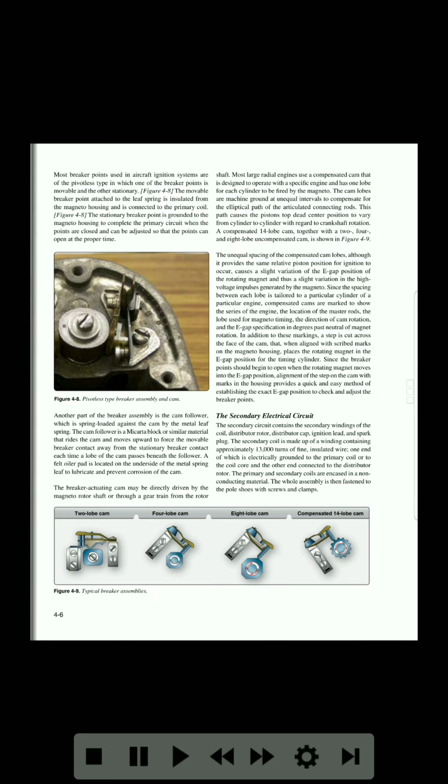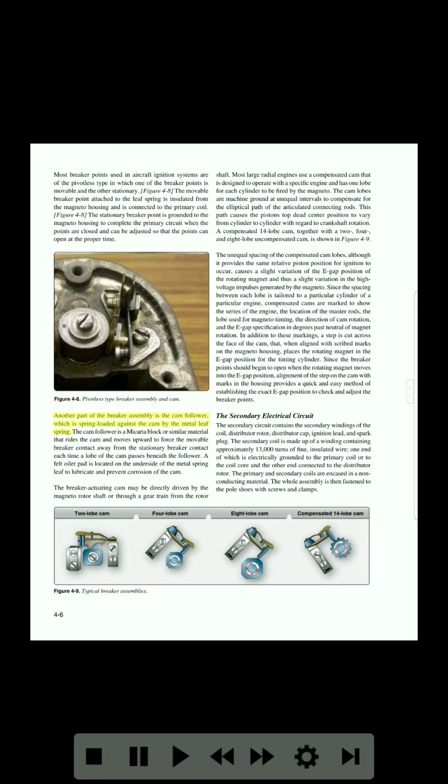4-5. Most breaker points used in aircraft ignition systems are of the pivotless type, in which one of the breaker points is movable, and the other stationary. Figure 4-8. The movable breaker point attached to the leaf spring is insulated from the magneto housing, and is connected to the primary coil. The stationary breaker point is grounded to the magneto housing to complete the primary circuit when the points are closed, and can be adjusted so that the points can open at the proper time. Figure 4-8. Pivotless type breaker assembly and cam.